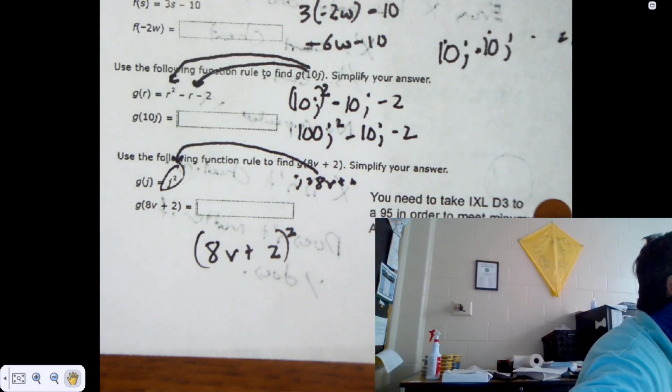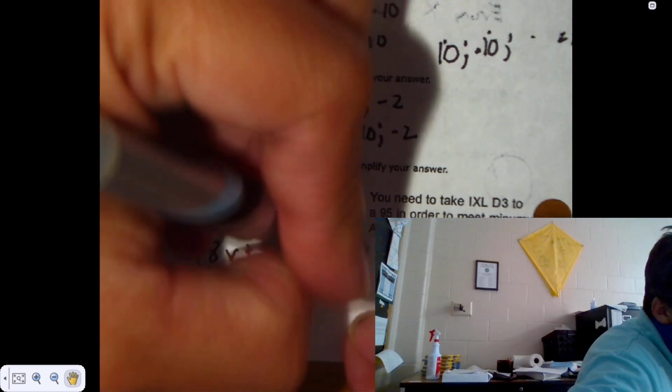Now, how do you do that? 8V times 8V is 64V squared. And then 2 times 2 is 4. So you think that's the right answer, huh?